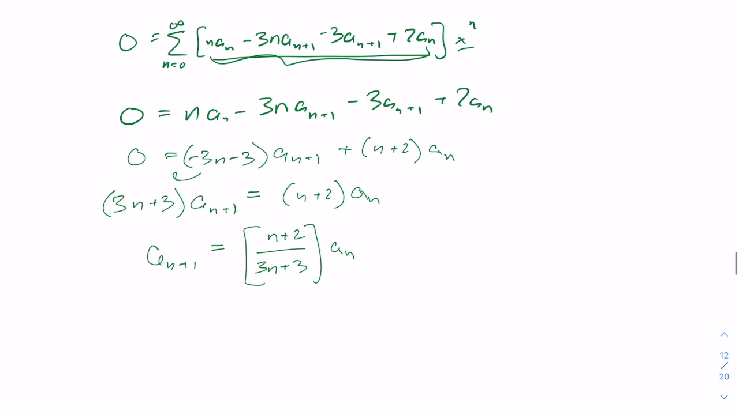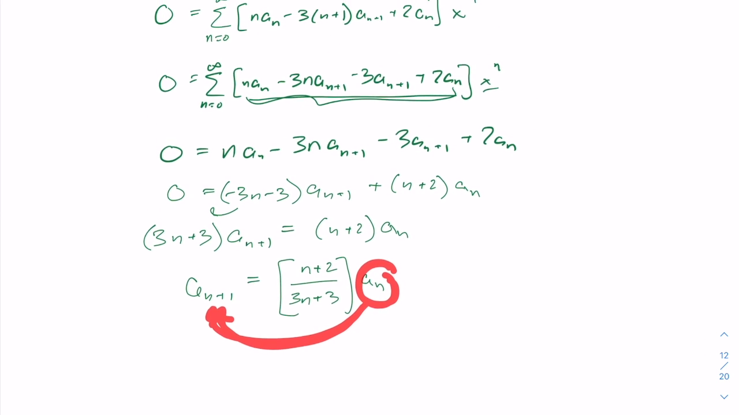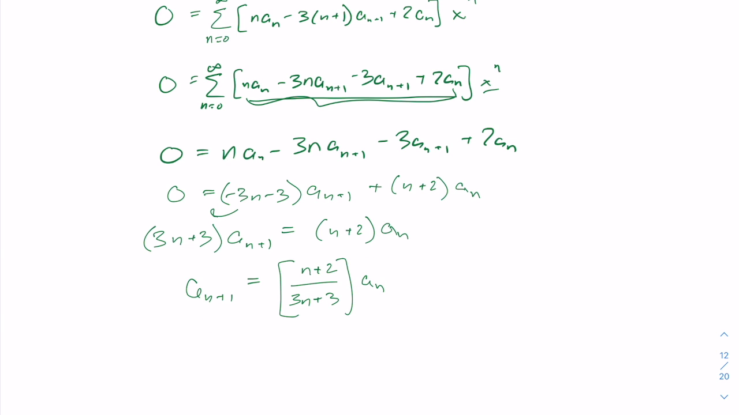And so what this gives me is a recurrence relation between the terms. So if I know the first term, then I can find the second. And if I know the second, I can find the third. And if I know the third, I can find the fourth, and so on and so on.